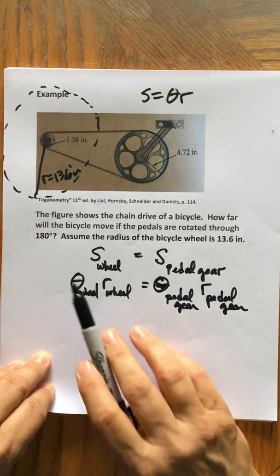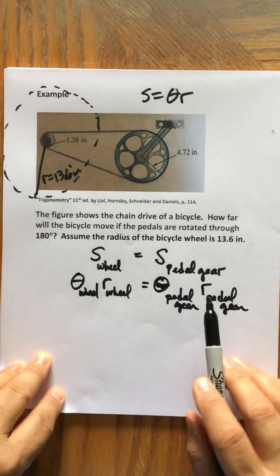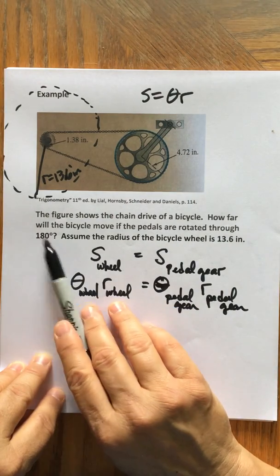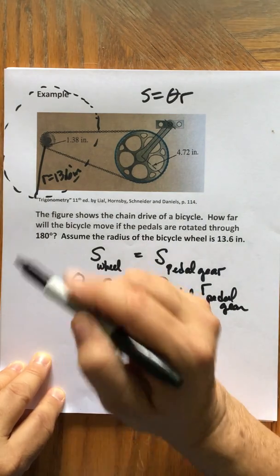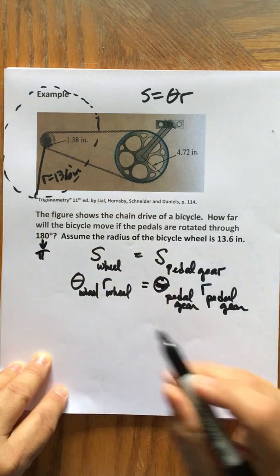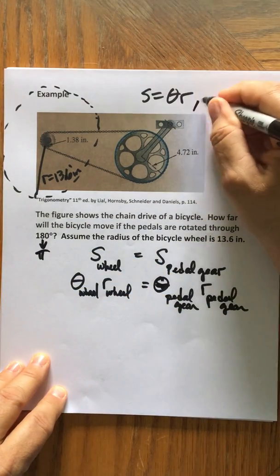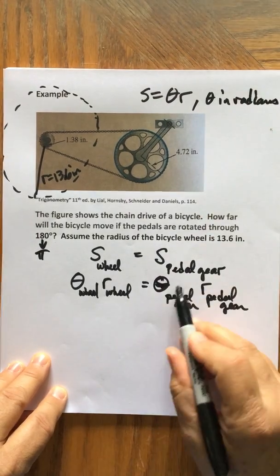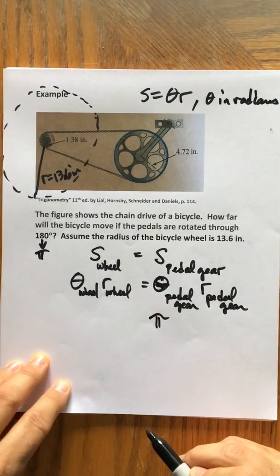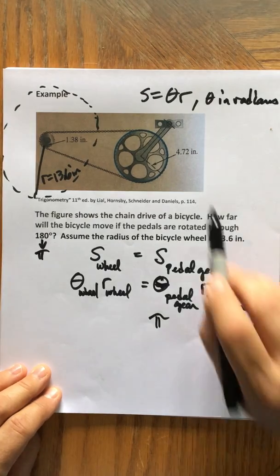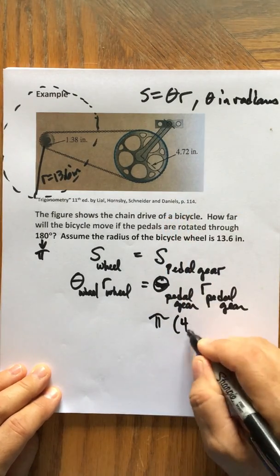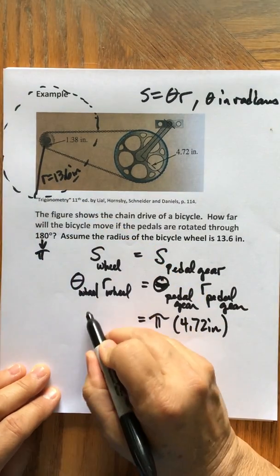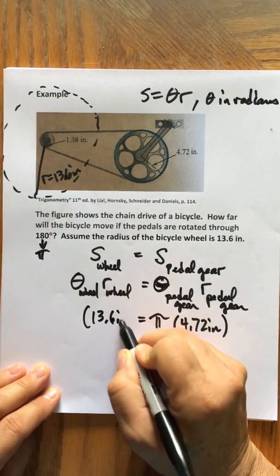All right, so now we can plug in what we know. They tell us that the pedal is going to be rotated through 180 degrees. Now, of course, 180 degrees is pi radians, and we want to use radians when we're using this, right? Always theta in radians. So we have for the pedal, we're told pi radians. We also know the radius here, it's 4.72 inches. And now the radius of the wheel we know, that's 13.6 inches.